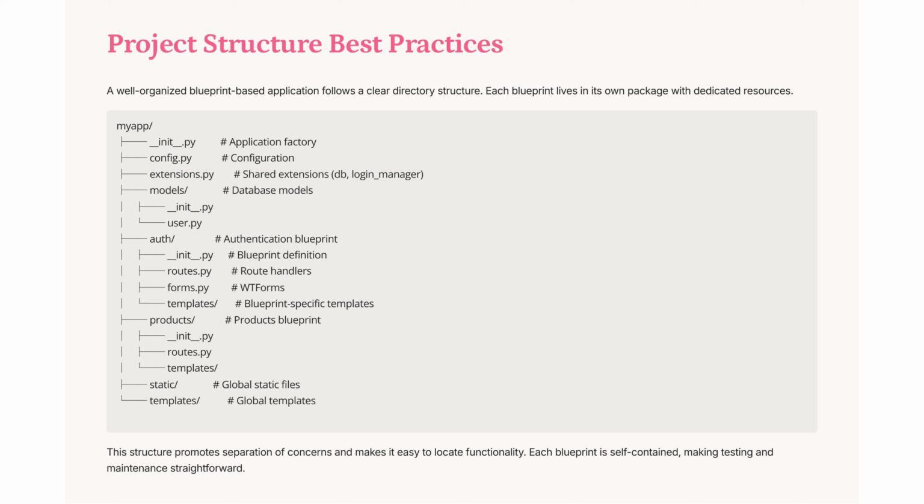A well-organized blueprint-based application follows a clear directory structure. Each blueprint resides in its own package with dedicated resources, promoting separation of concerns. This structure simplifies testing and maintenance, as each blueprint is self-contained. It includes directories for configuration, shared extensions, database models, and blueprint-specific resources like routes and templates.